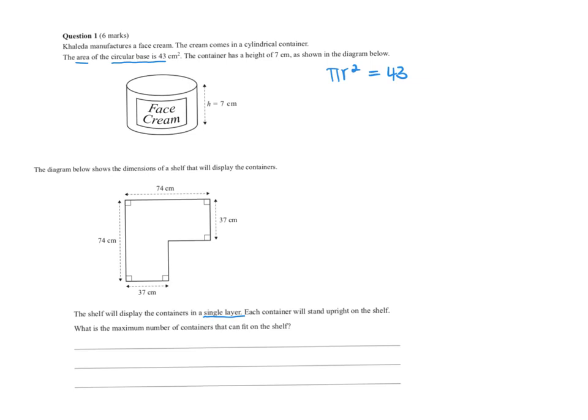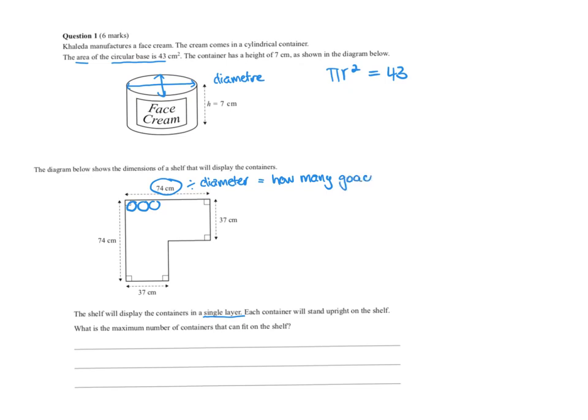So if they're going to sit on the shelf upright, they're going to take up the diameter space, if you think about it. So the diameter will be both ways. So really we're going to have circles along the shelf like that. So if we count up and we get this 74 and we divide it by the diameter of 1, we're going to find out how many we can go across.